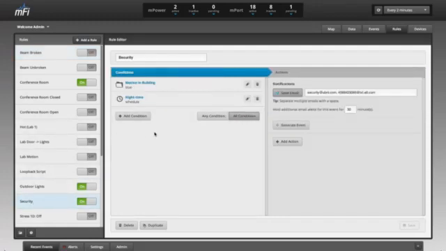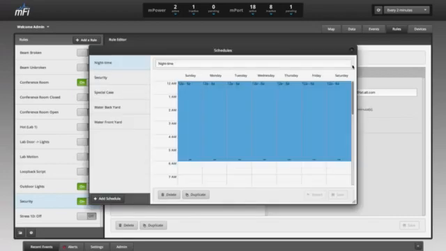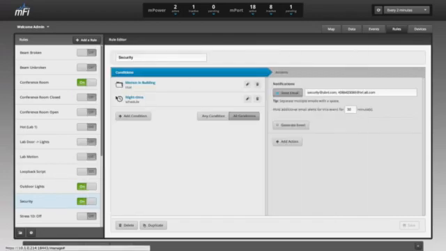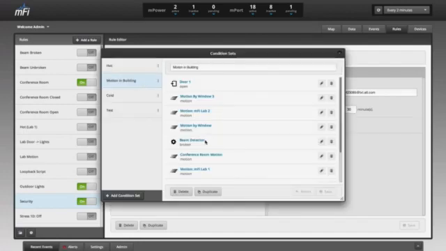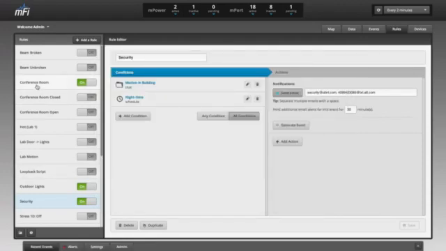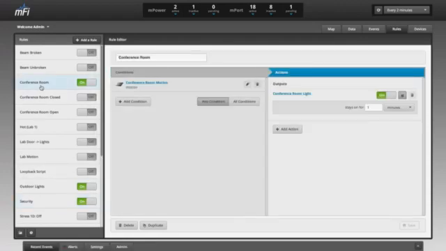This system is configured to send security alerts using a rule that combines schedule time period along with a condition set that contains all the motion sensors and perimeter sensors in the building. Dynamic lighting automation is used for occupancy and vacancy detection. This rule causes the conference room lights to turn on for 1 minute whenever motion is detected.